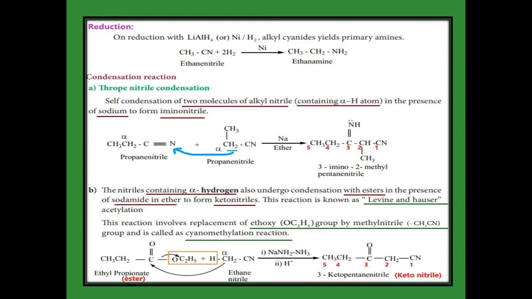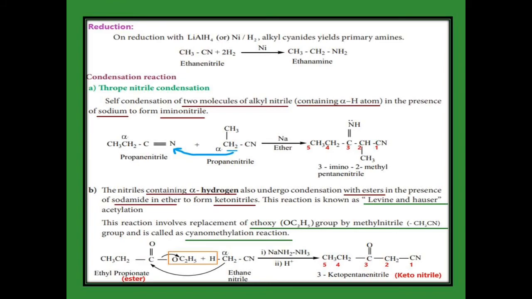Next one, condensation reaction. First one is nitrile condensation. This condensation occurs in nitriles which contain alpha hydrogen. Alpha hydrogen: CN is a functional group. The carbon nearer to the functional group is called the alpha carbon. The alpha carbon containing hydrogen is called alpha hydrogen. So in propionitrile, CN is the functional group, and the nearer CH2 carbon is the alpha carbon, so it contains 2 hydrogen.